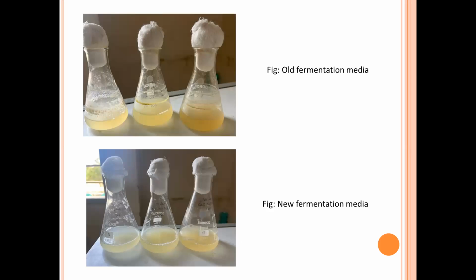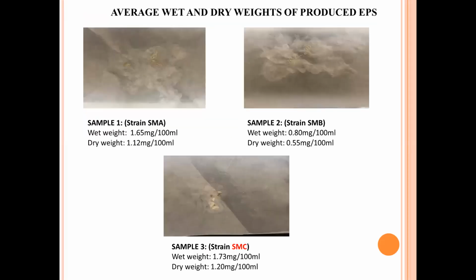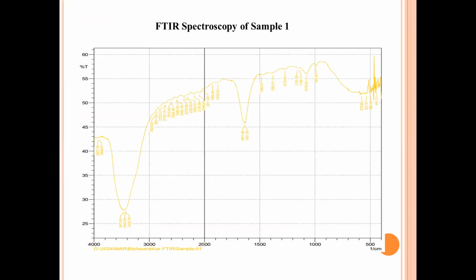At the commencement of our project part 2, we found out that the fermentation media were over fermented, so we prepared new fermentation broth and repeated all the prior steps. After 15 days of incubation, we collected the wet and dry weights of the samples, and from the calculations, strain SM-C produced more wet and dry weight than strain SM-A and strain SM-B.